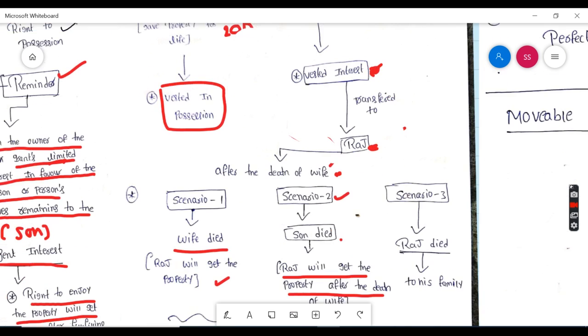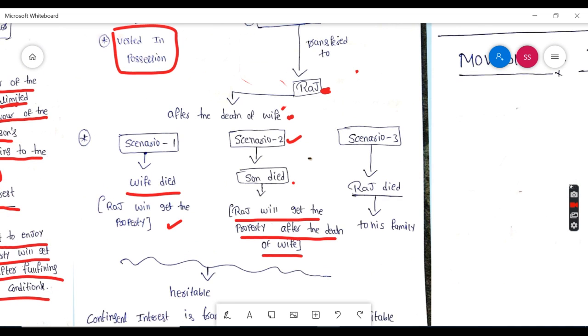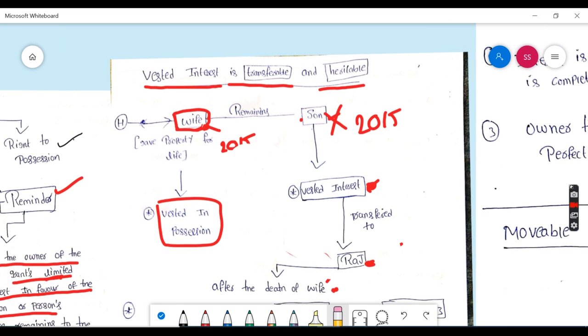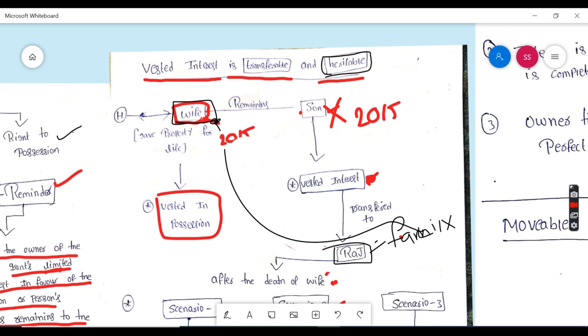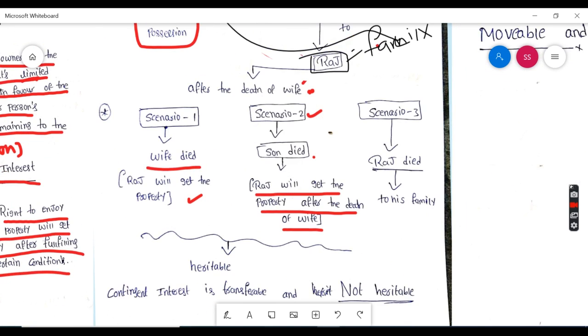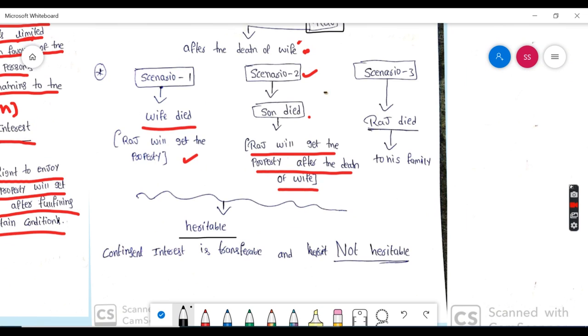And then scenario 3, Raj died. Now this guy died, then it will go to his family. The wife is still alive, let's say, but Raj died here, and as soon as the wife dies, the property will go to his family because it is heritable. If any one person dies, then it will go to the remaining family. So vested interest is transferable and heritable. All these scenarios prove that these are heritable and transferable.